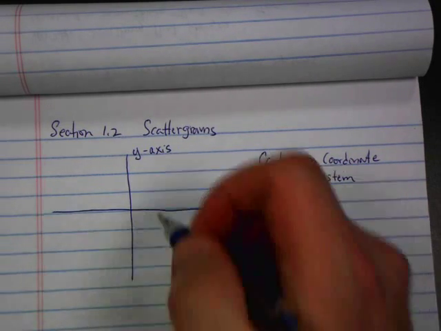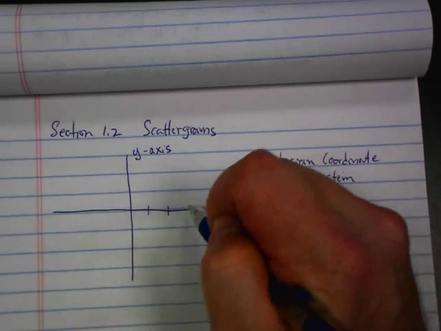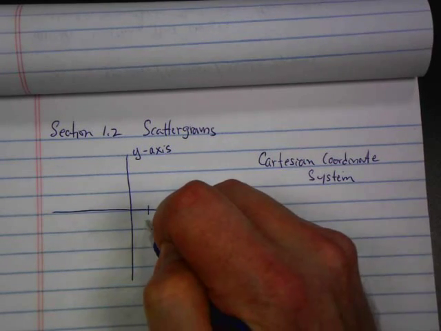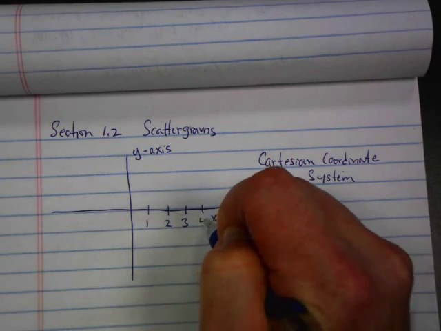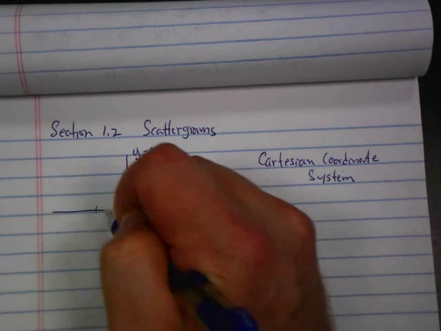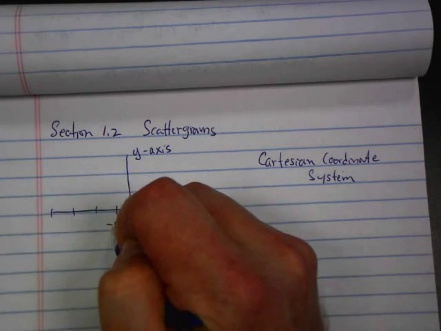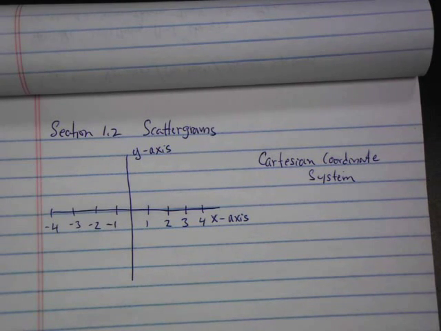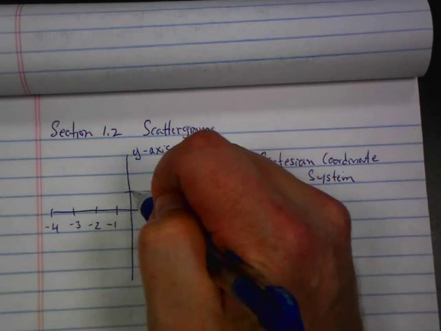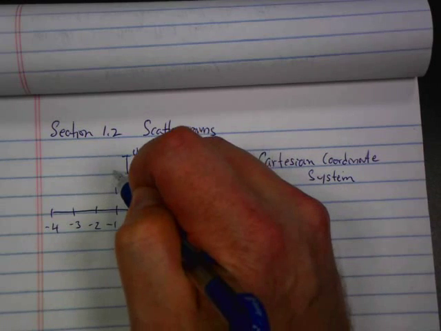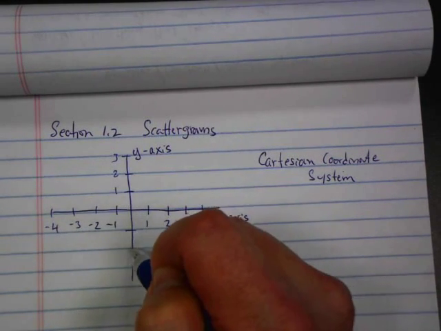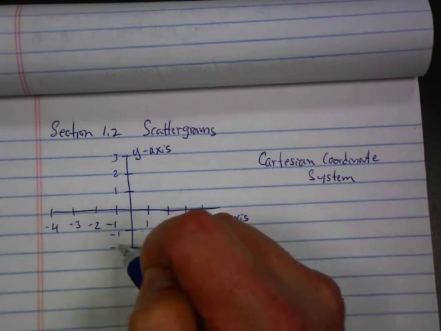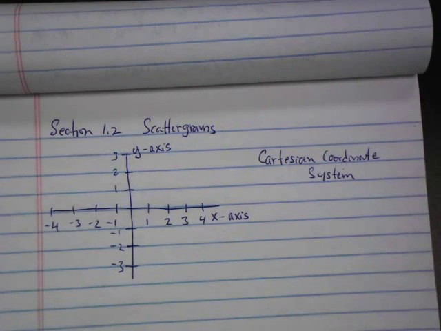Typically we put little tick marks on our graph here, and we might call this 1, 2, 3, 4, and when we go to the left, we have negatives: negative 1, negative 2, negative 3, negative 4. How about the y-axis? Positive is up: 1, 2, 3, and negative is down: negative 1, negative 2, negative 3. Okay, what else do you know about it?